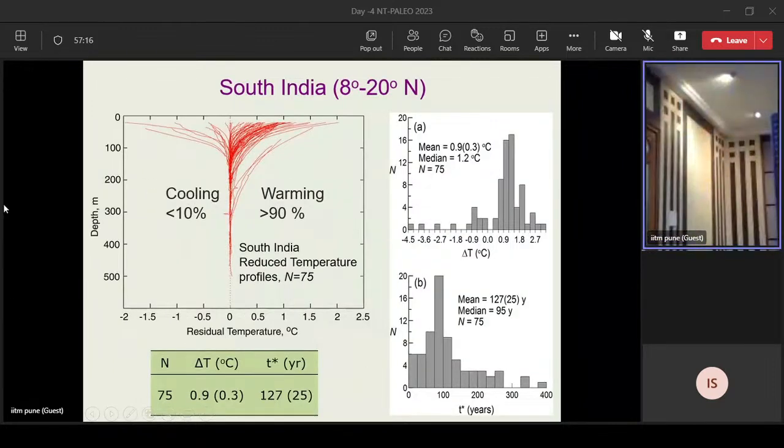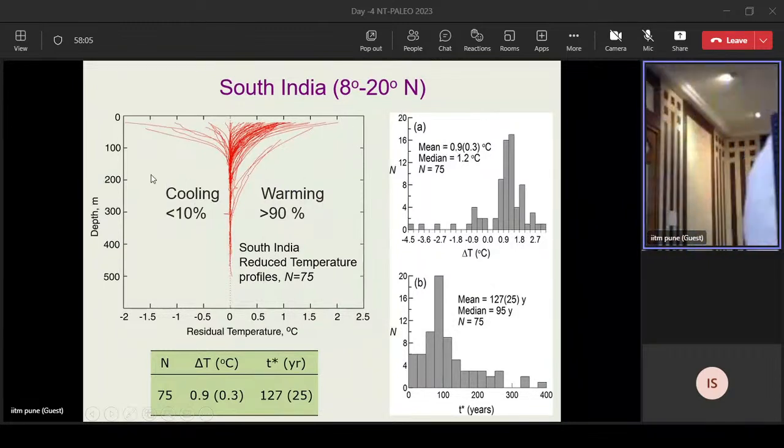Now, if we take South India, the 8 to 20 degree latitude band, if we take all the reduced temperature profiles, there are about, I think, 75 of them. We converted them into reduced temperature profiles by removing the steady state part. And if you look, there are some which show cooling, of course, because of local microclimate issues. But 90% or more show warming. And if we took this entire thing and inverted it as a cluster, you can get numbers like 0.9 degrees Celsius over the last 127 years. So you can say 1 degree over the last 150 years.